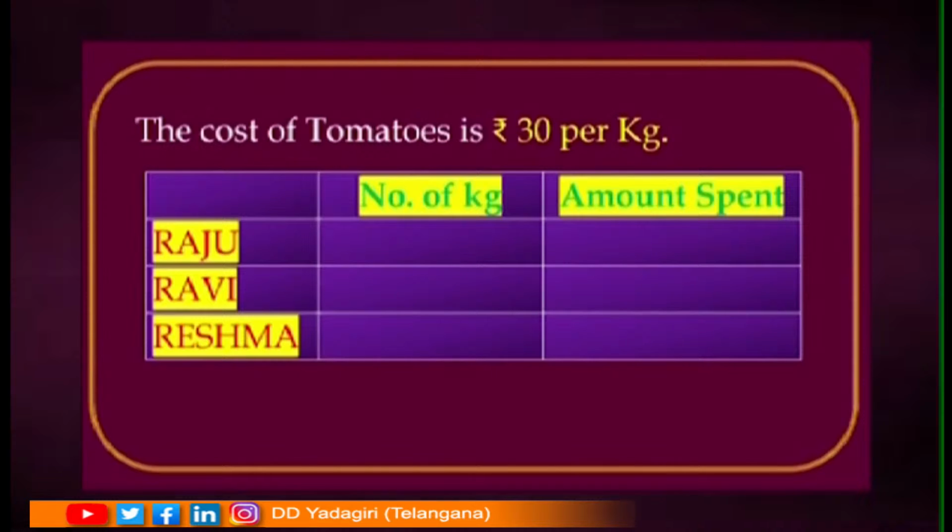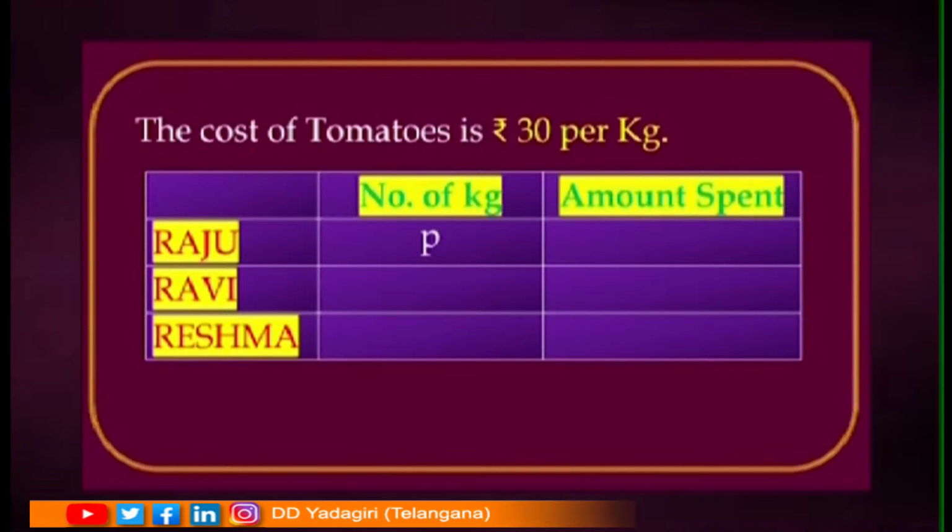So Raju, Ravi and Reshma have gone to the market and they want to purchase the tomatoes. If Raju purchased 2 kgs of tomatoes, what should be the cost for 2 kgs? Each kg is 30 rupees, so it is going to be 30 into 2, which is 60 rupees. Suppose Raju purchases p kgs of tomatoes.